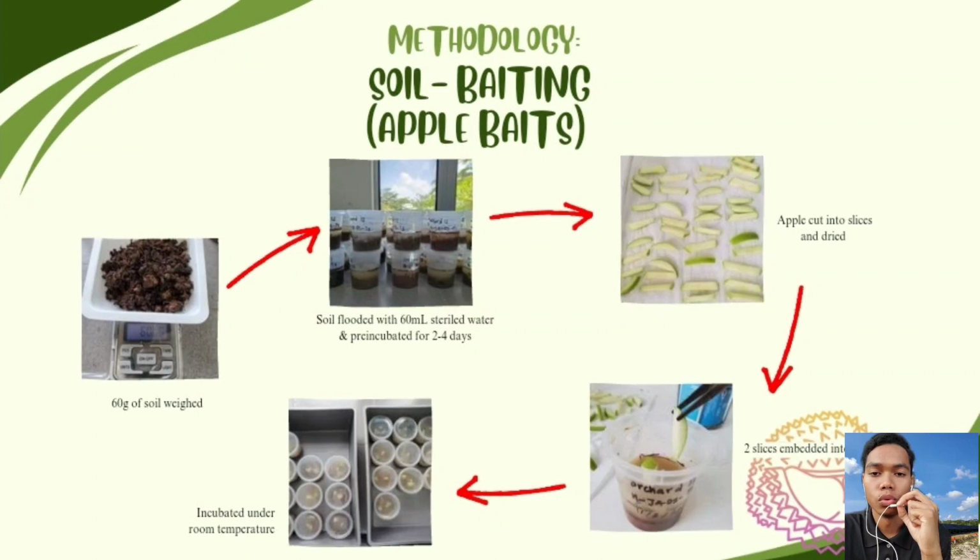The method I use to isolate the pathogen is soil baiting. The soil baits I use are green apple and durian leaf as a host. Firstly, 60 grams of composite soil was weighed and then flooded with 60 ml of sterile water. Let it incubate for 2 to 4 days. After that, the apple was cut into slices and embedded into the soil and then left at room temperature for 2 to 4 days. Then, the part of the embedded apple was cut, let dry and put onto a CMA plate for fungi growth.